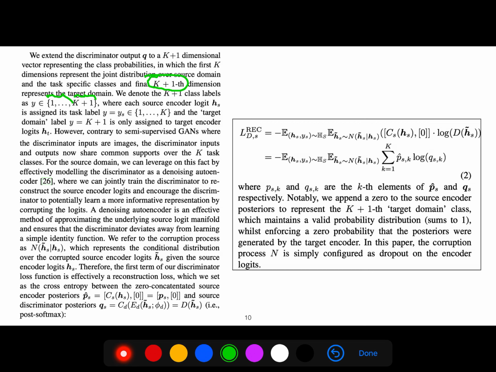We refer to this corruption process as N, which represents the conditional distribution over the corrupted source encoder logits given the source encoder logit. Therefore, the first term of our discriminator loss function is effectively a reconstruction loss, which we set as the cross entropy between the zero-concatenated source encoder posteriors and the discriminator posteriors.